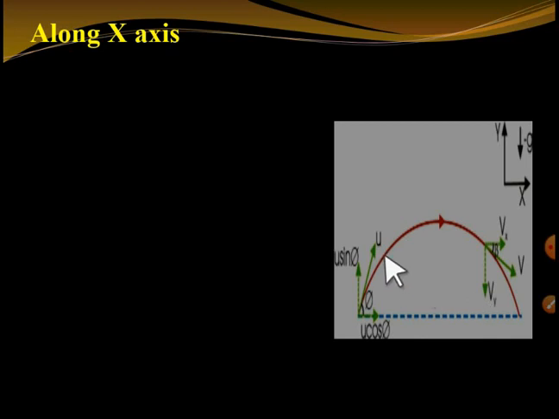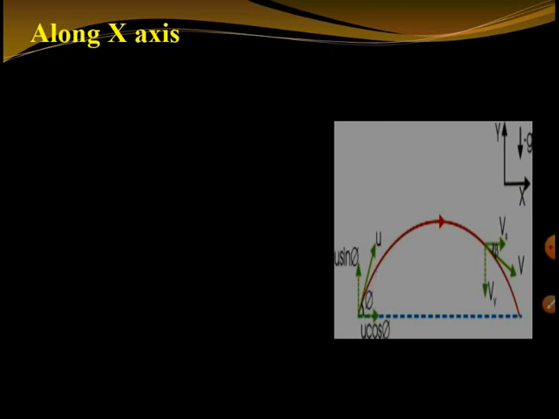That means at any point, the velocity in the horizontal direction will be equal to what? U cos theta. It will remain constant. That's why we call it uniform motion along the horizontal direction, whereas in the vertical direction it will be, not uniform, rather it should be of constant acceleration. Got it? So now let's see.